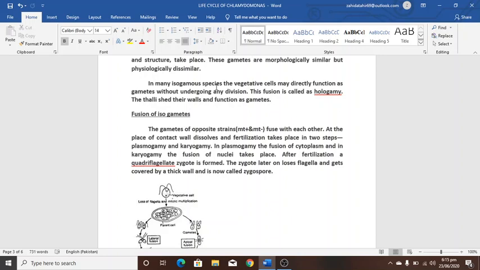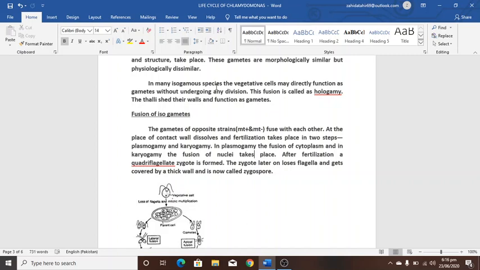Thalli, the cell body, shed their cell walls and function as gametes. The Chlamydomonas cell sheds its wall and functions as the gamete. Now, how do these gametes fuse to form the zygote? Gametes of opposite strain, we may say mating type plus and mating type minus, donor and recipient, fuse with each other.